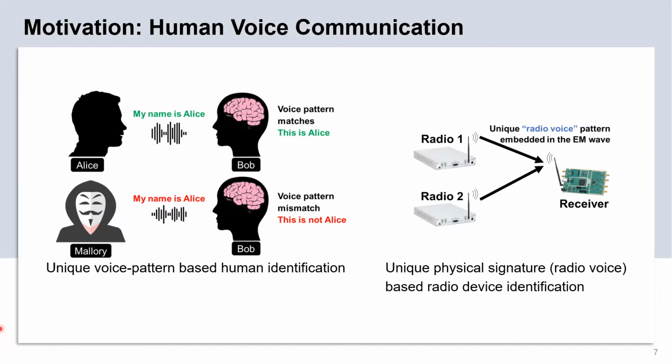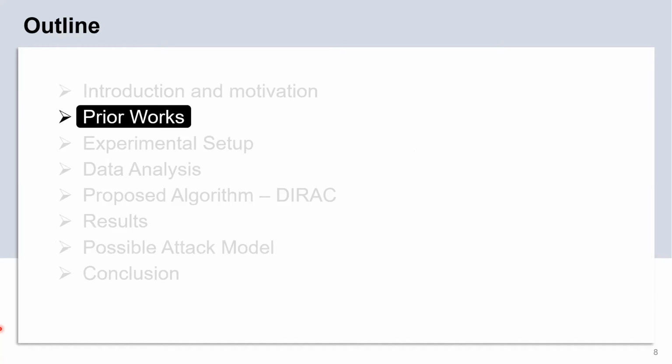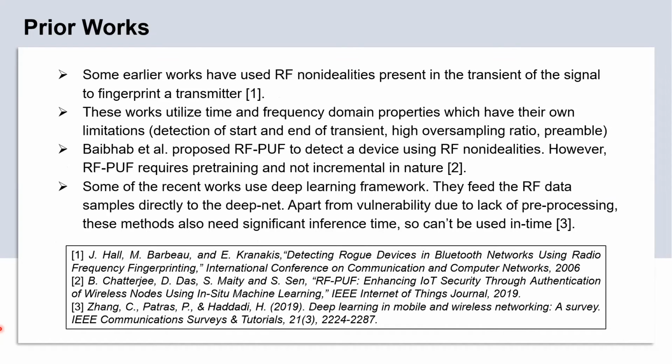They're produced due to manufacturing process variation and nonlinearity and manifest themselves as various system-level non-idealities, which are embedded in the transmitted signal. We call these physical signatures the voice of the radio, which can be used to uniquely identify a device. Let's talk about a few relevant works briefly.